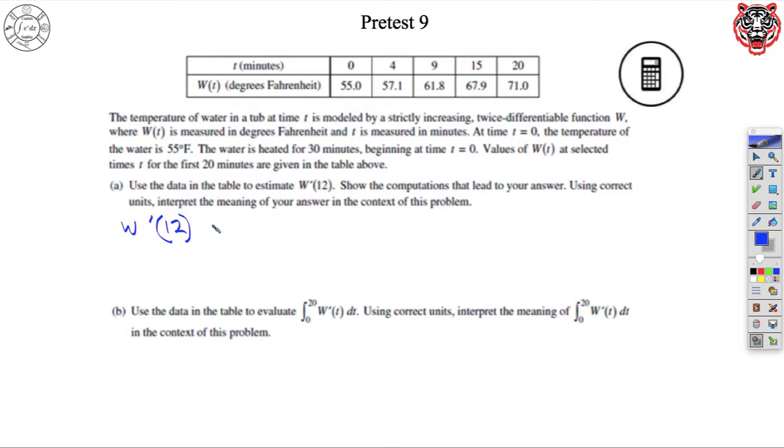All right, so this is going to be approximately equal to, note that we don't have 12, so we have to use 15 and 20 to approximate it. We're going to find the slope of the secant line here.